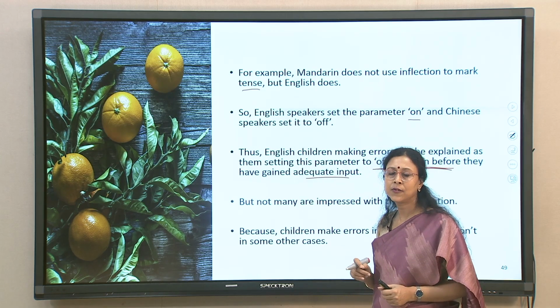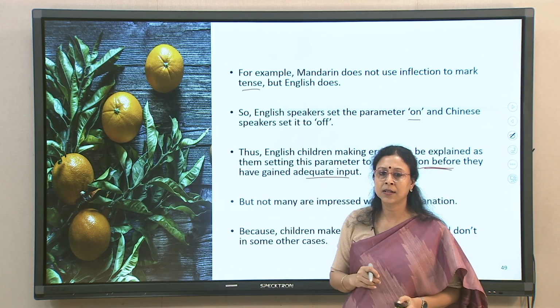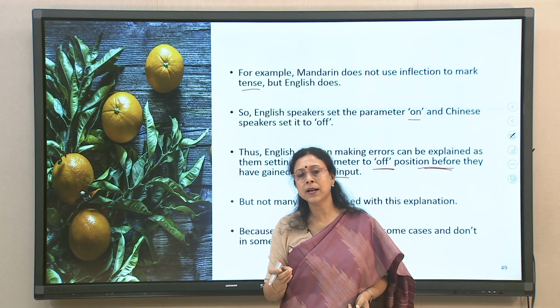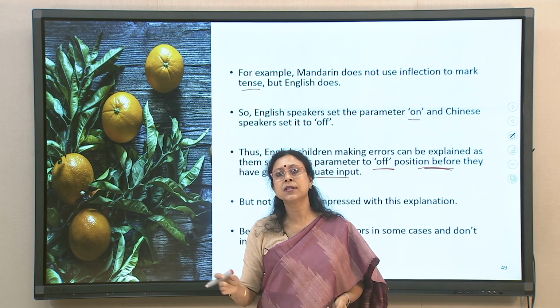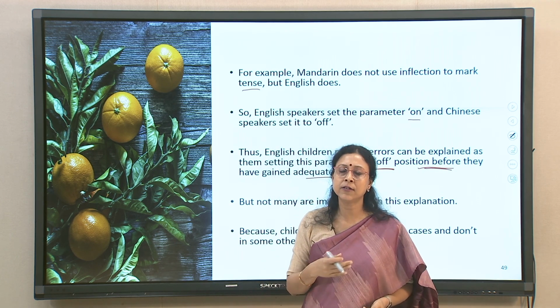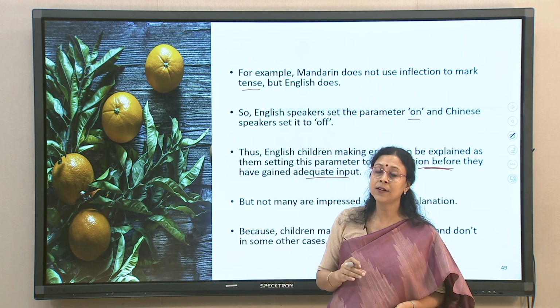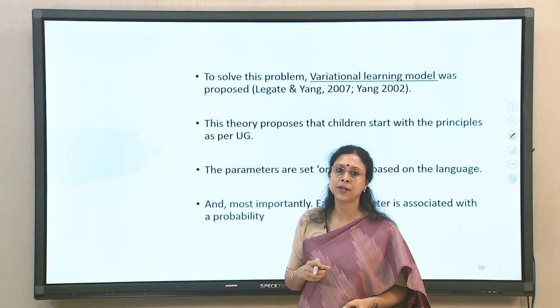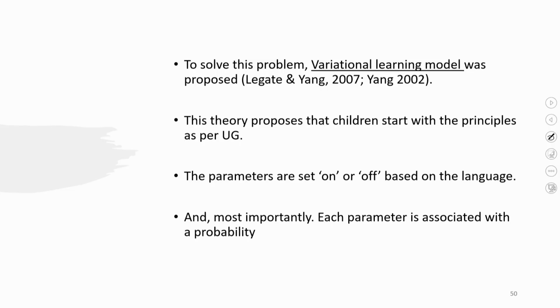But there are of course problems with this theory, that this might not really work, because children make errors in some cases and do not make errors in some other cases. It is not like if you have switched on the parameter, then you use it everywhere, and if you switch it off, then it will be nowhere. But children do make mistakes in some cases and in some cases they do not, as we have seen before as well. So, this is where the new model comes in within the parameter setting theory.